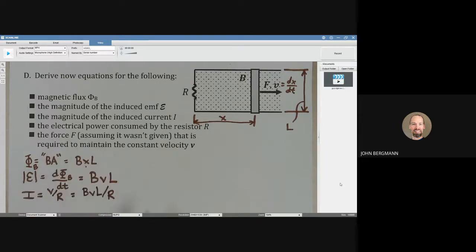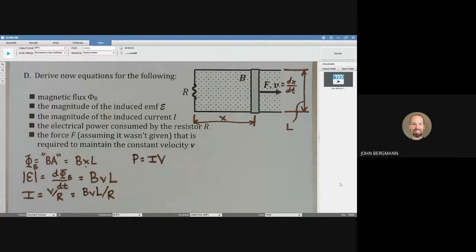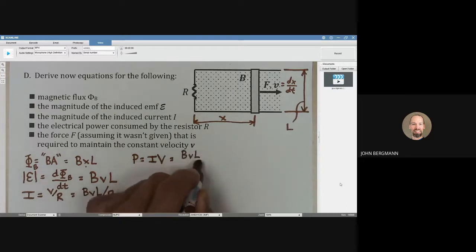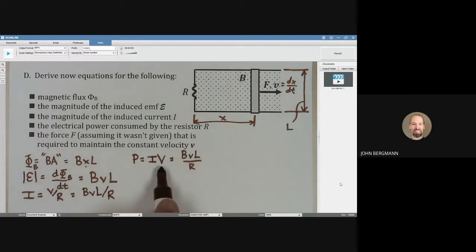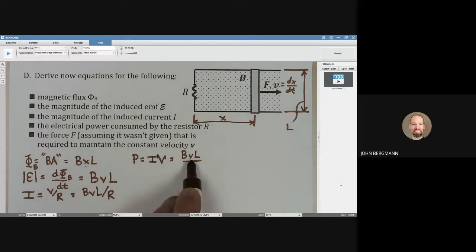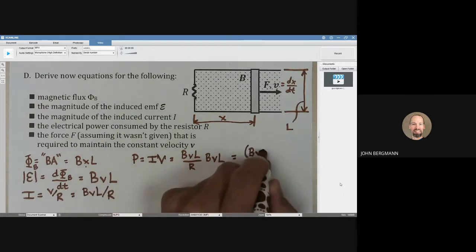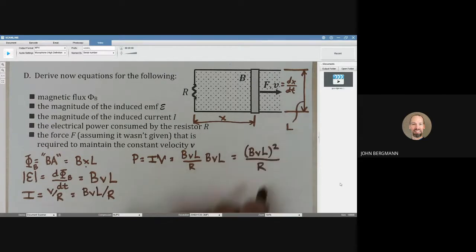Electrical power consumed by the resistor. Well, let's see. What's power? The equation for power is I times V. We know what the equation for I is right here, BvL over R. And this is a capital V, right? Which is not the same thing as my lowercase v. This lowercase v is the speed. This capital V is a voltage, which is right here, BvL. So I think for power, you can just square all that stuff, can't you? BvL, whole thing squared, divided by R.